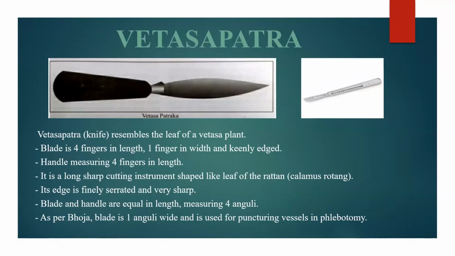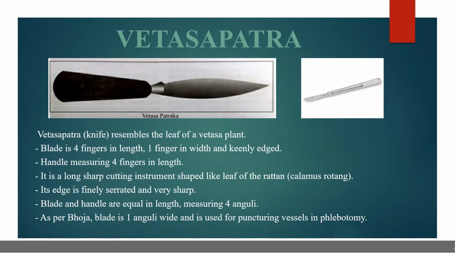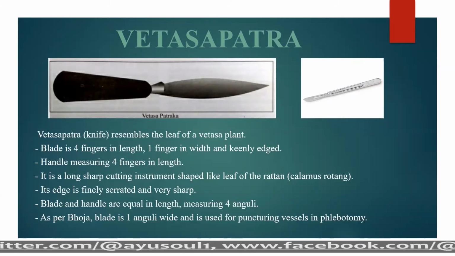Vetas Patra is a knife, resembles the leaf of a Vetas plant. Blade is 4 fingers in length, 1 finger in width, and keenly edged. Handle measuring 4 fingers in length. It's a long, sharp, cutting instrument shaped like the leaf of a rattan or Calamus rotang. Its edge is finely serrated and very sharp. Blade and handle are equal in length, measuring 4 anguli. As per Acharya Bhoj, blade is 1 anguli wide and is used for puncturing vessels in phlebotomy.